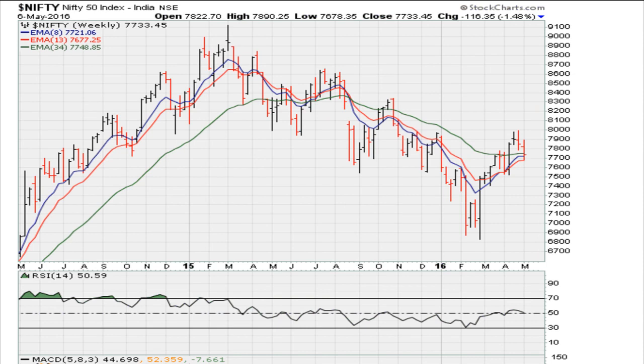If we take a look at the 2-year weekly chart for the Nifty, we had discussed this coming into this week. We had still been dealing with topside resistance.